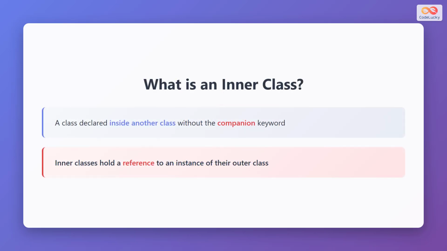An inner class is a class declared inside another class without using the companion keyword. The key characteristic of inner classes is that they hold a reference to an instance of their outer class. This reference allows them to access the outer class's properties and methods directly.